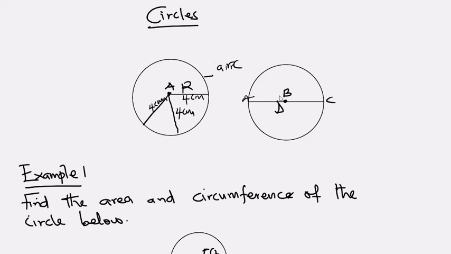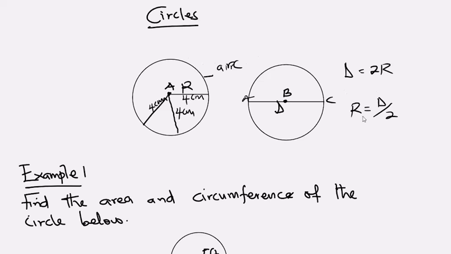Now, clearly, we could see that when we put together two radii, it gives us one diameter. Therefore, diameter is equal to 2 times the radius. So if 2 times the radius gives us the diameter, then we can also say that the radius is half of the diameter. So these are the two relations that we can establish here.